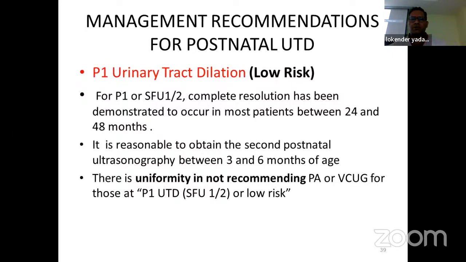Management for postnatal urinary tract dilatation. If the urinary tract dilatation is of the low risk group, with an SFU grade 1 or 2, complete resolution has been demonstrated to occur in most patients between 24 and 48 months, and it is reasonable to obtain the second ultrasound between 3 to 6 months of age, and there is uniformity in recommending prophylactic antibiotics or avoiding cystourethrogram for those under the low risk group.